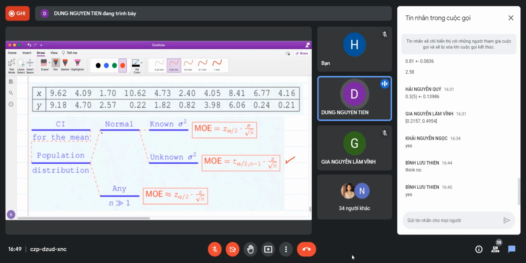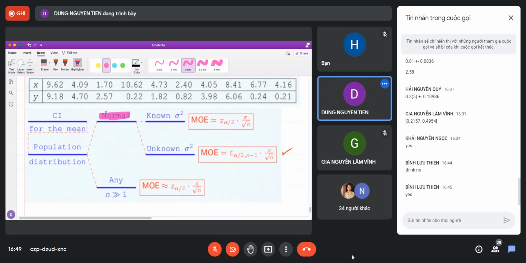You need to have a look at the conditions. You need to check first. What is that? Normality. Do not look at sigma square yet. The first thing you need to check is normality. Is that a normal distribution? You need to check for the normality, right? Is that a normal distribution?